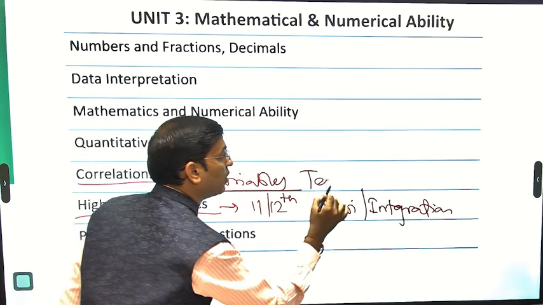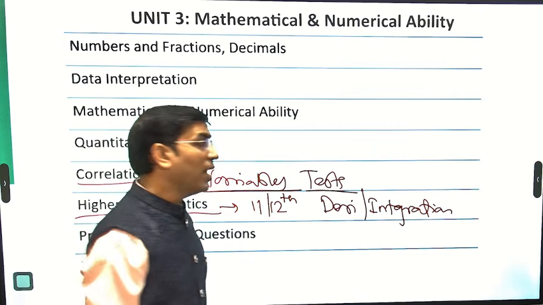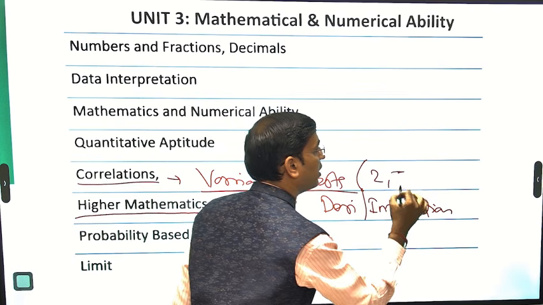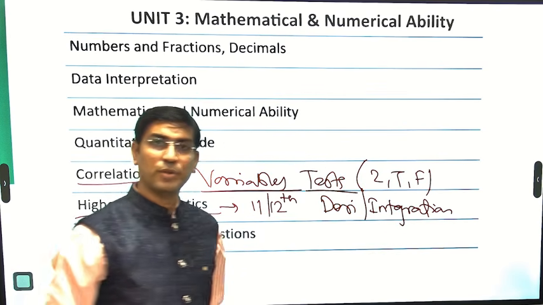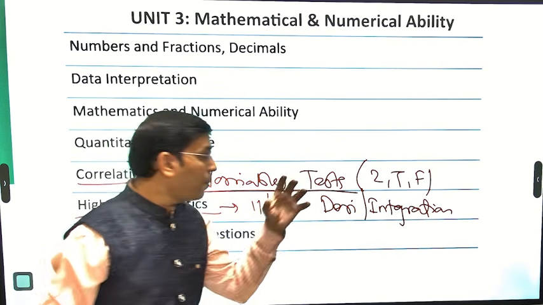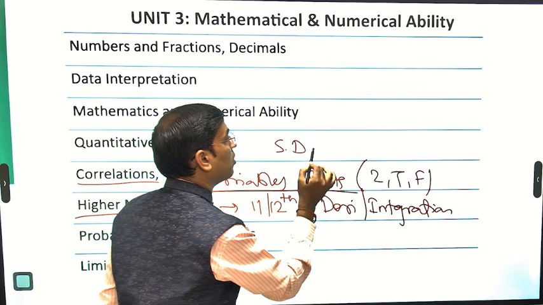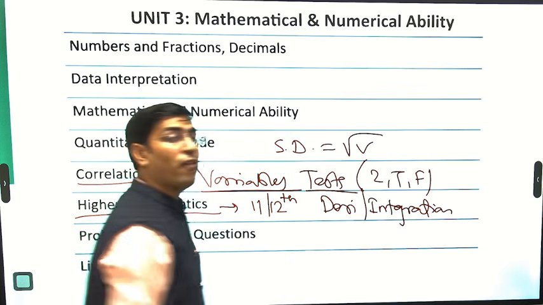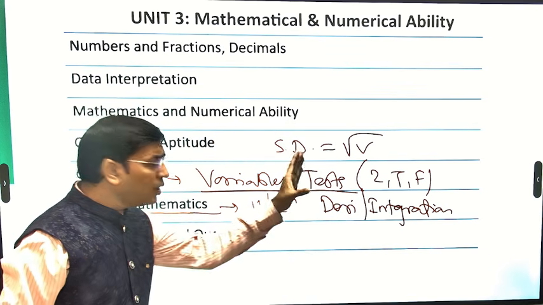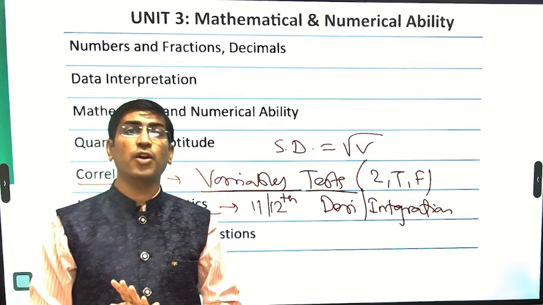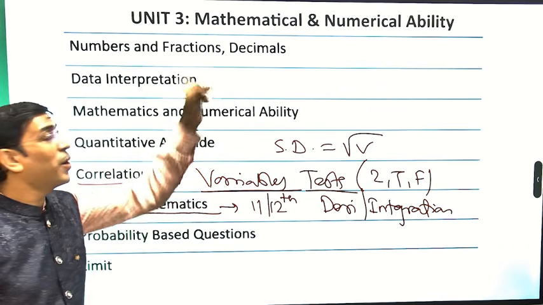Different tests are also present over there, like we have Z test, T test, F test. When we are applying a particular thing, even standard deviation is the square root of variance.